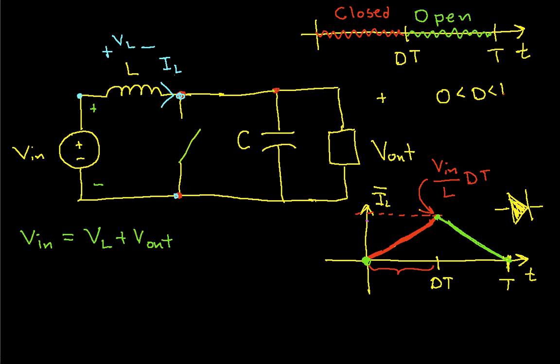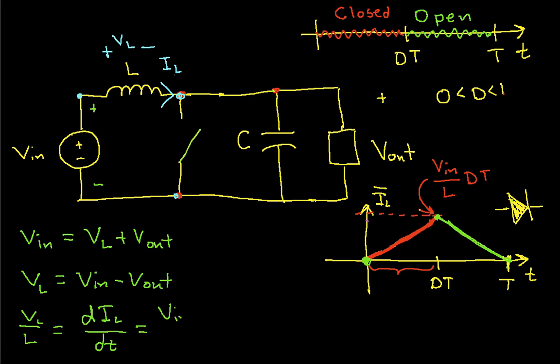We can solve this for VL, and we get that VL is equal to V in minus V out. So if we know the voltage across the inductor, we also know the rate at which the current through the inductor is going to change, in the sense that that rate of change is VL over L, that's dIL/dt. And since VL is V in minus V out, this is V in minus V out over L. So this tells us that the inductor current is going to change with this constant slope.